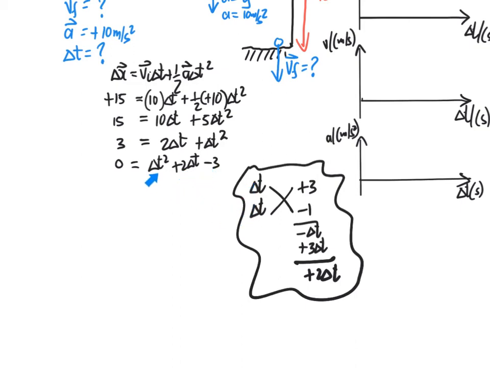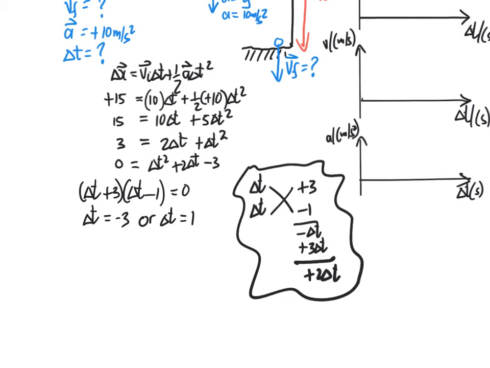Delta t times delta t gives us delta t squared. 3 times minus 1 gives us minus 3. So we have that delta t plus 3 times delta t minus 1 gives us 0, and it's always good to check. Delta t times delta t is delta t squared. Delta t times minus 1 is minus delta t. 3 times delta t is plus 3 delta t. Added together gives us 2 delta t, and 3 times minus 1 is minus 3. Therefore, delta t equals minus 3, or delta t equals 1.